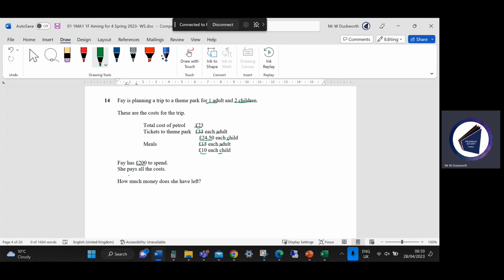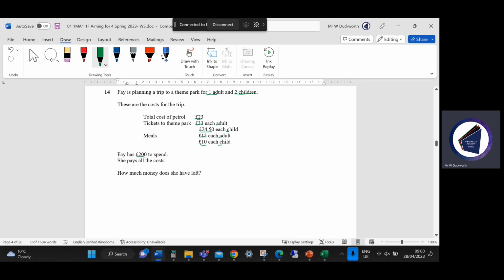Will she pay all the costs? How much money does she have left over? Oh, sorry, she pays for all the costs. How much money does she have left over? So we need to work out. So I'm going to write down the full sum and then I'll break it down afterwards.